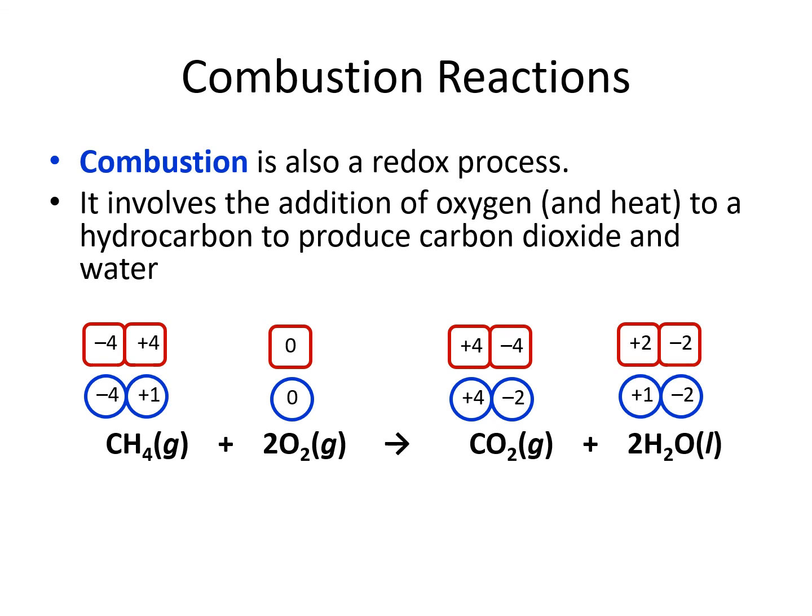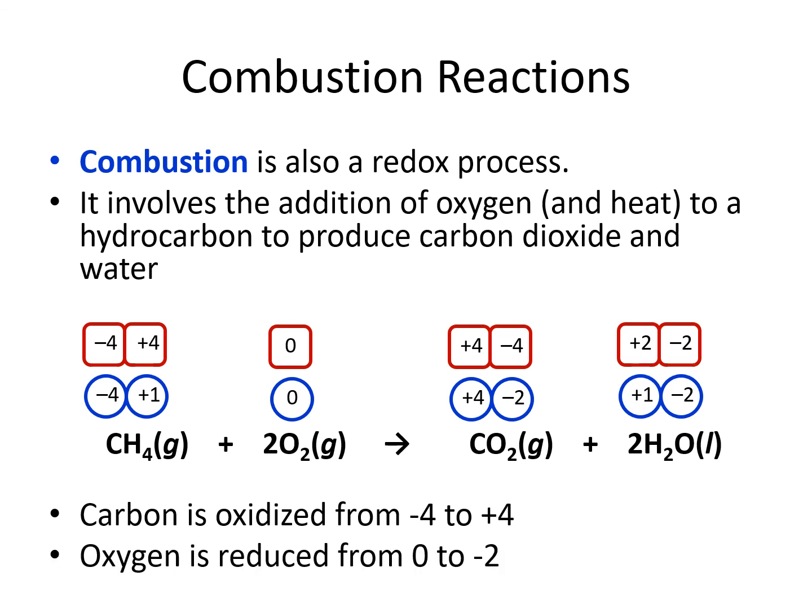We compare the left side to the right side and see what's changing. The carbon is becoming more positive. It's going from -4 to +4. So we would say the carbon is oxidized. The oxygen, on the other hand, is going from 0 to -2. So it is being reduced. It's going down. It's becoming more negative in its oxidation number.